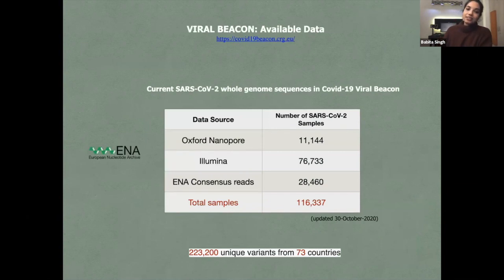This is the data that Viral Beacon currently has. We have around 11,000 from Nanopore, Illumina around 76,000, and consensus reads from ENA around 28,000. We still need to do the data freeze again, so this is till October, and more or less we have more than 70 countries.